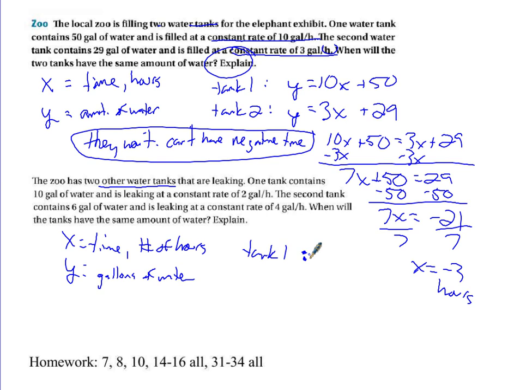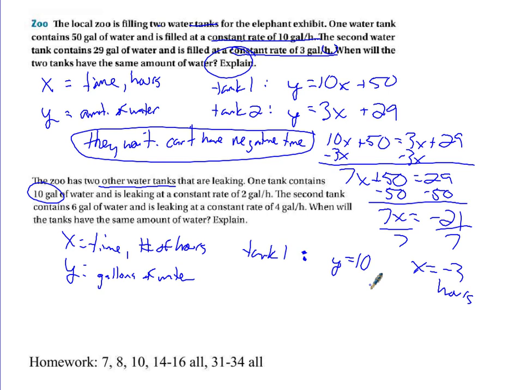Well, it's an equation, so I got to start off with something. What is it we're talking about here? How much water is in the tank? Yeah. So how much water is in the tank is Y. Y equals how much water is in the tank? Well, I start off with 10 gallons of water in this tank when I start.